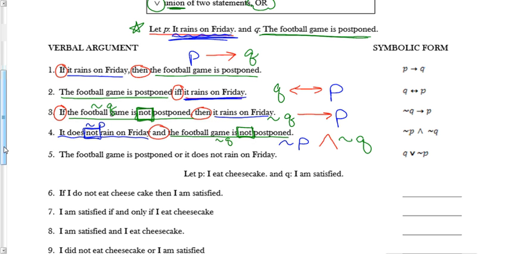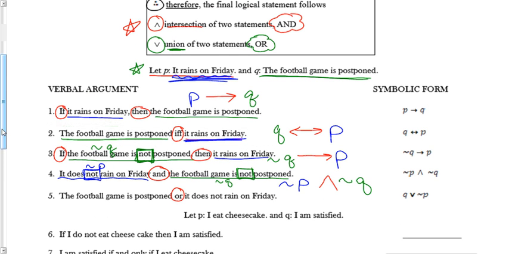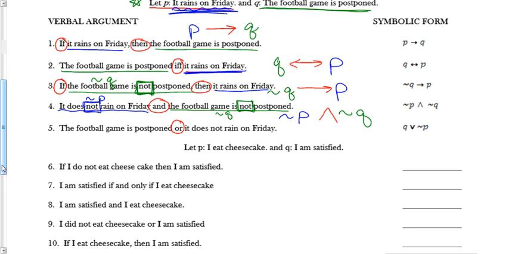Next, I don't have an if statement again. I have an or. The or, going back up to my list, is right here, a V. So I'm going to use the V, and the beginning is the football game is postponed, and that part is my Q. And then I have it does not rain on Friday, so that's almost my P, except it's got a not there, so not P.